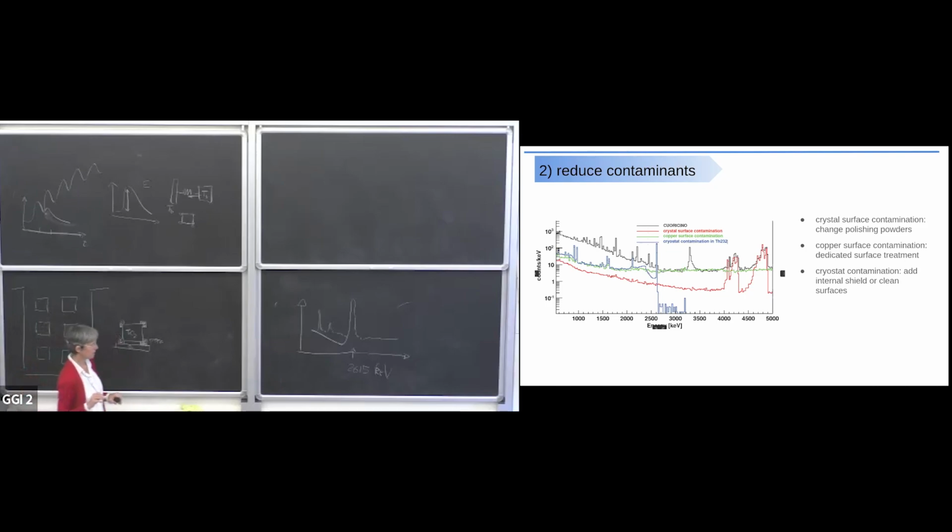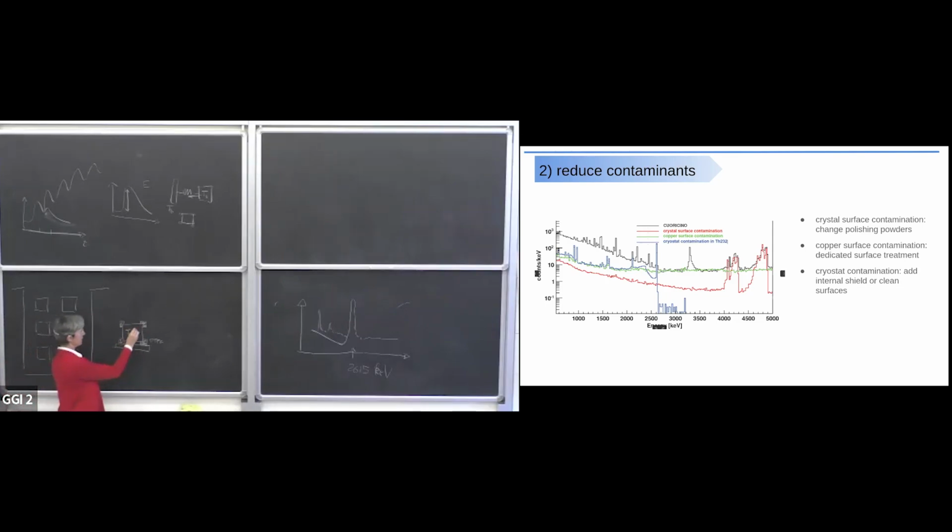In semiconductor detectors, in germanium diodes, there is a very small surface area where the detector is sensitive to surface contamination. You will see some alpha emission, some alpha activity. But in our case, it's the whole surface of the crystal.